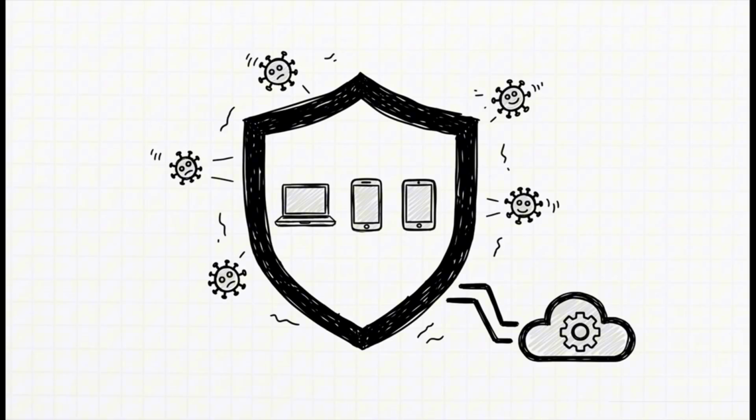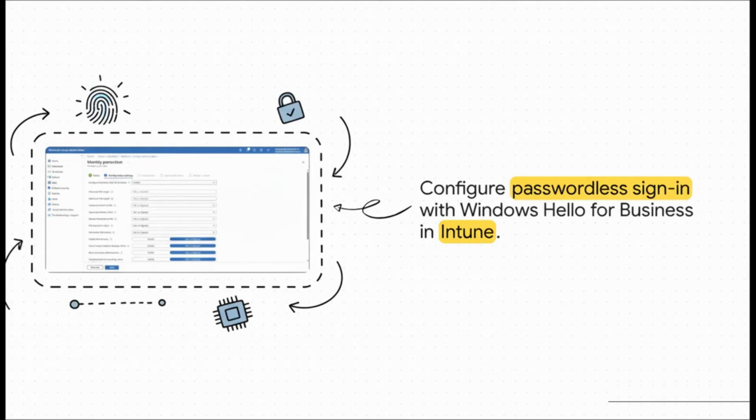The MD-102 has a really heavy focus on using the native endpoint security tools that are built right into Microsoft Intune. For example, you're going to get tested on implementing passwordless authentication. This is an Intune policy for Windows Hello for Business. This is where you can enforce things like PIN complexity, require biometrics, and use hardware security chips, the TPM, to finally move away from those traditional, easy-to-steal passwords.